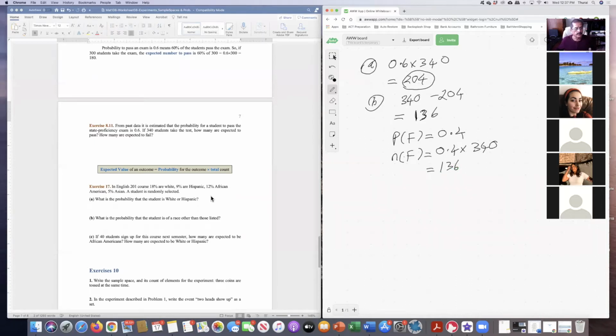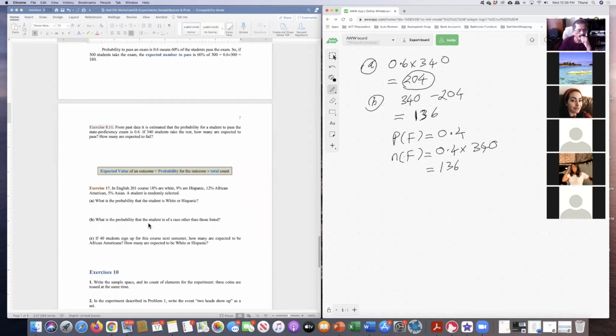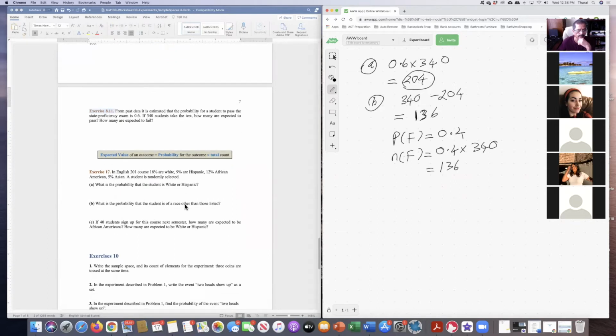Going on to exercise 17. In English 201, there are 18% white students, 9% Hispanic, 12% African American, 5% Asian. A student is randomly selected. What is the probability that the student is white or Hispanic? Anyone? 27%. What is the probability that the student is of a race other than those listed?